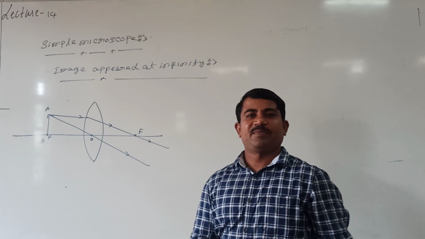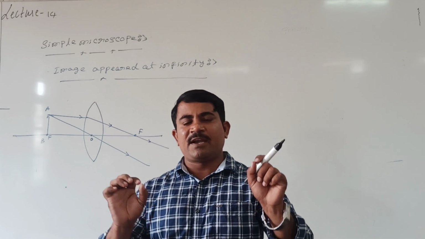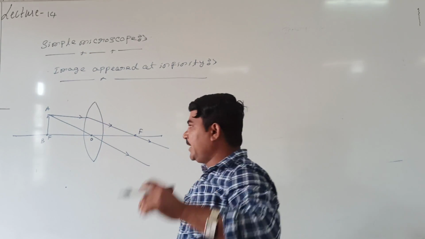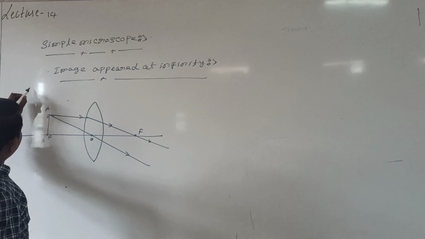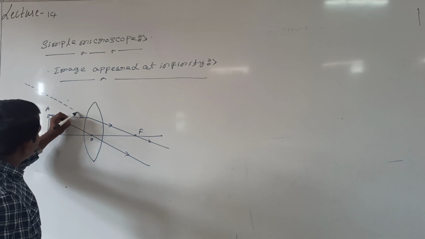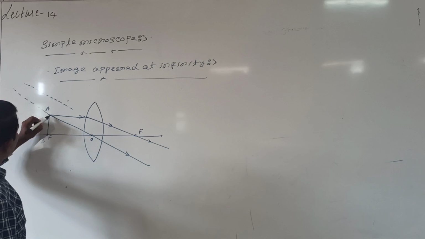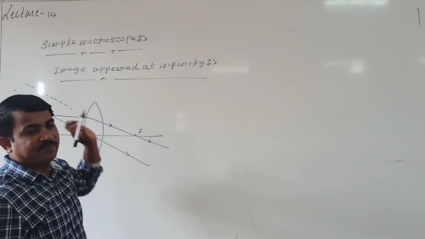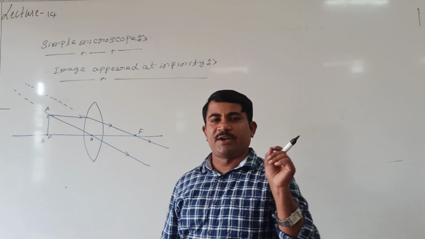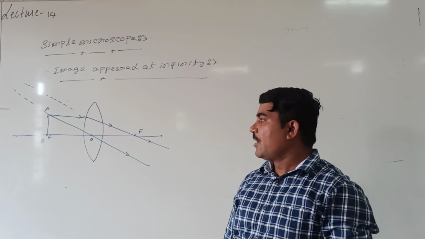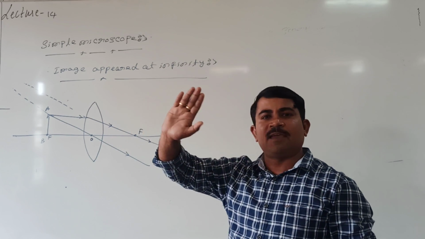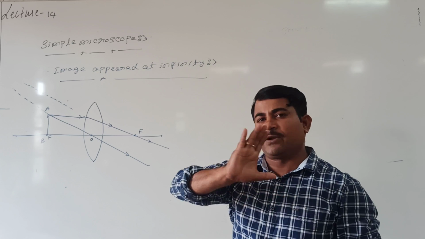This is the point. But if the refracted rays go in the backward side, where can they meet? Look at me. If the refracted rays are produced backward, they can meet at an infinity point. They can meet at an infinity point. So the image can appear at infinity, for our convenience.